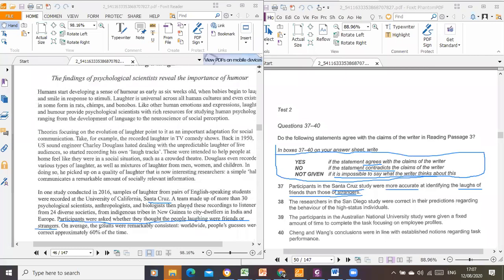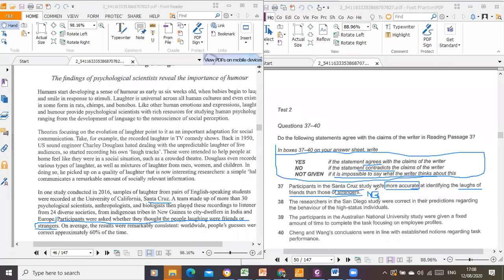On the average, the results were remarkably consistent worldwide. People's guesses were correct approximately 60% of the time. This is the only information we have about strangers and friends. They didn't even talk about whatever they think about strangers or friends at all, leaving us with not given. It's very, very straightforward.